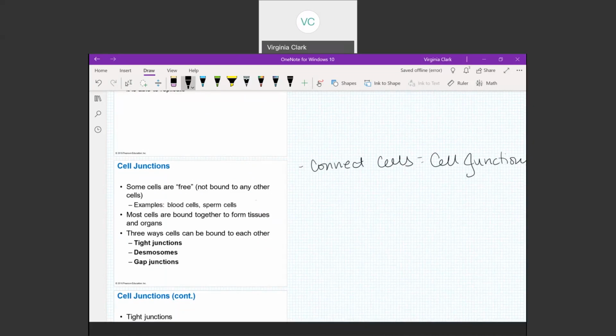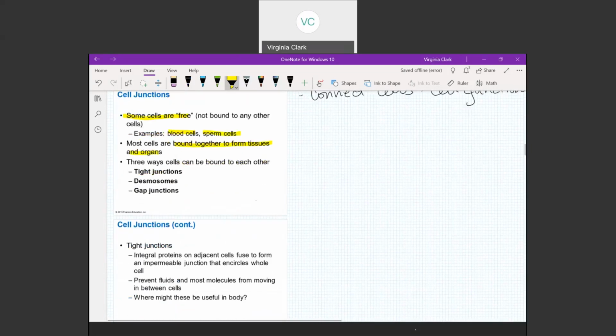So these are going to be cell-to-cell junctions. Our cells are not free. They are always bound to other cells. Some cells are, but these are going to be blood or sperm cells, but the actual structural cellular unit is not going to be free. They are all bound together to form tissues and organs. And there are 3 ways they can be bound together, and we're going to talk through these guys. So 3 types of cell junctions.